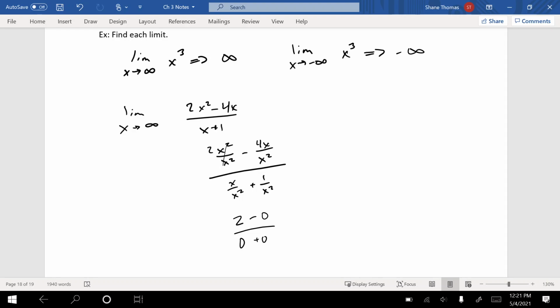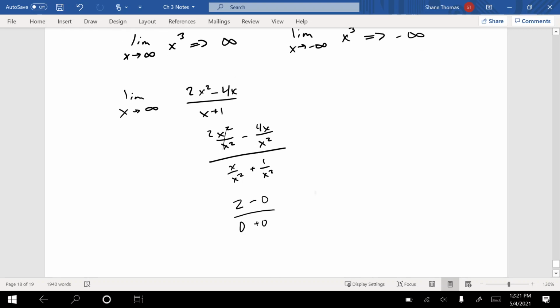With me? All right, so we get all those. Let me check my work. X squared over x squared is 2. This would be 4 over x, which is 0. X over x squared, 1 over x, which is 0. 1 over x squared, which is 0. So what's our limit of this guy? 2 over 0, or 0.